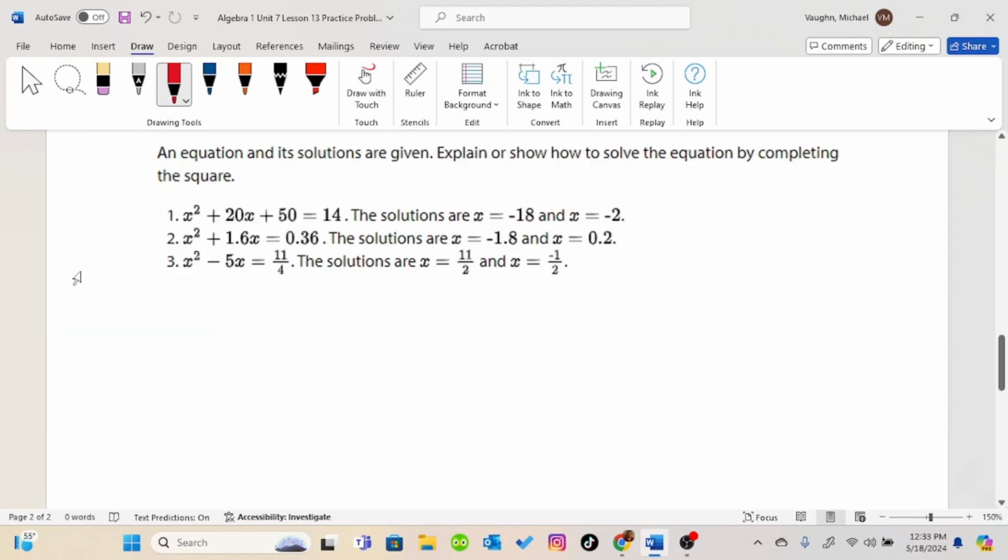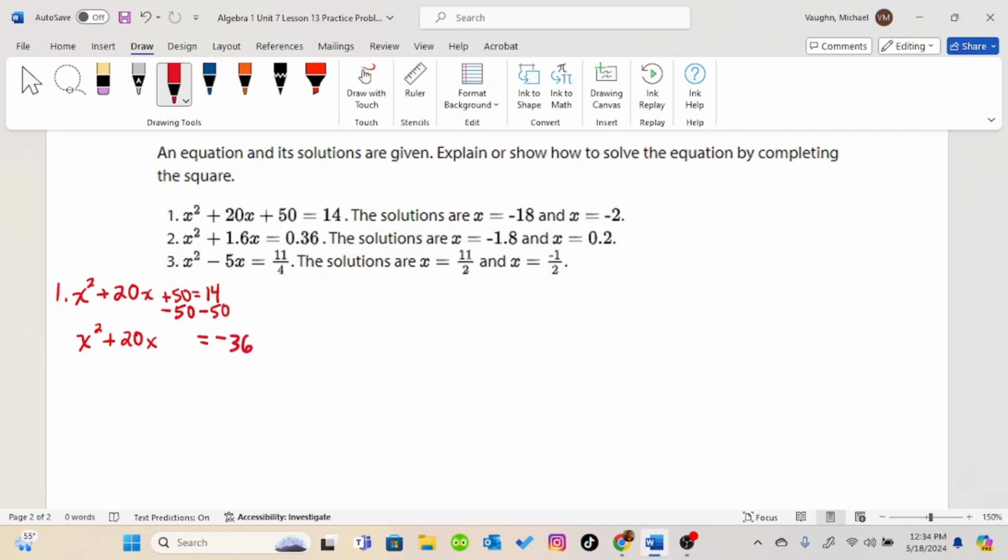Top of page 2. An equation and its solutions are given. Explain or show how to solve the equation by completing the square. So number 1, we have x squared plus 20x plus 50 equals 14. The first step is to move the c term to the other side. So now we have x squared plus 20x, I'm going to leave a space, and it equals negative 36.